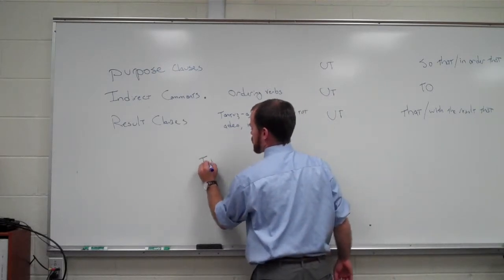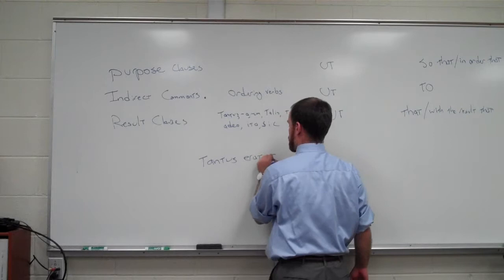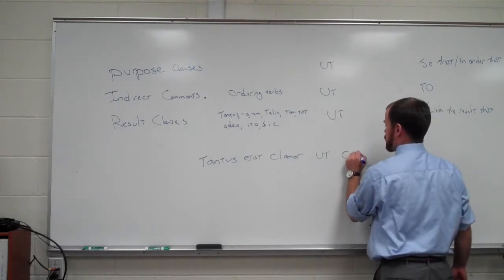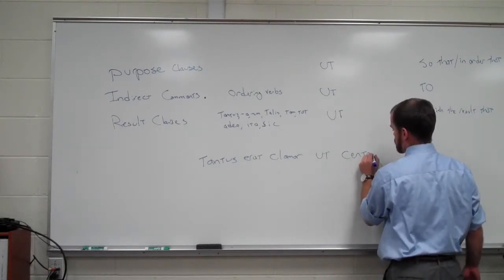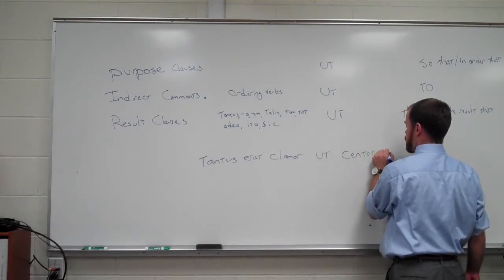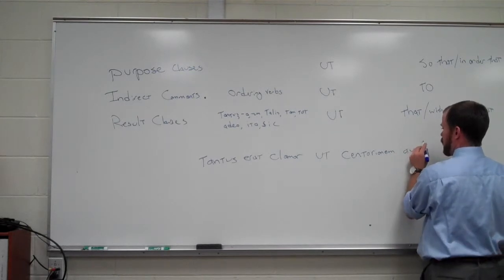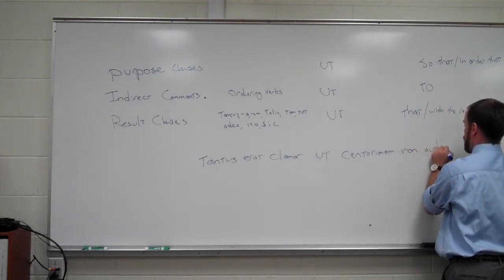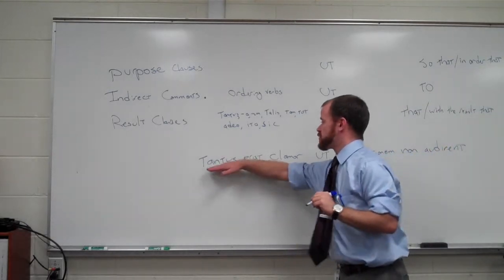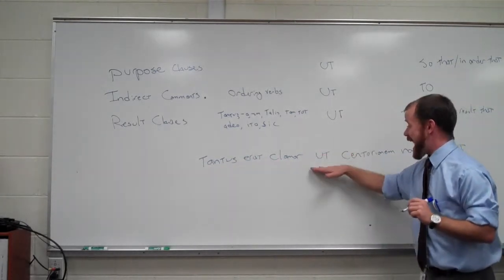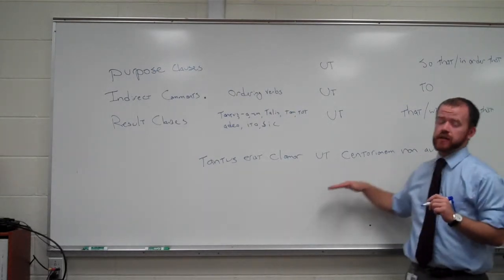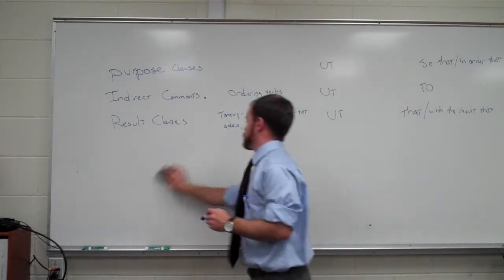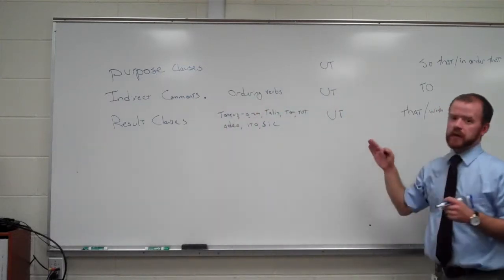So let's do an example. Tantus erat clamor ut centurionem non audirent. So great was the shout that no one heard the centurion. All right? So great was the shout that no one heard the centurion. All right, so these are all the ut clauses that we know for right now.